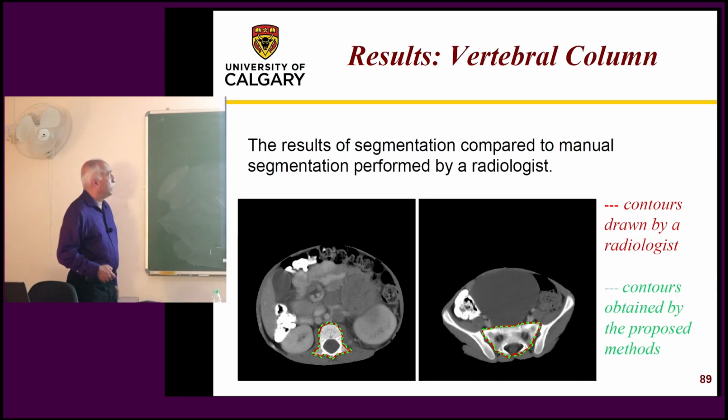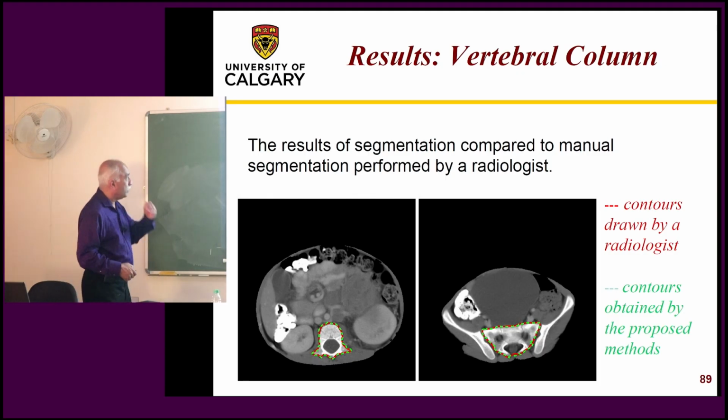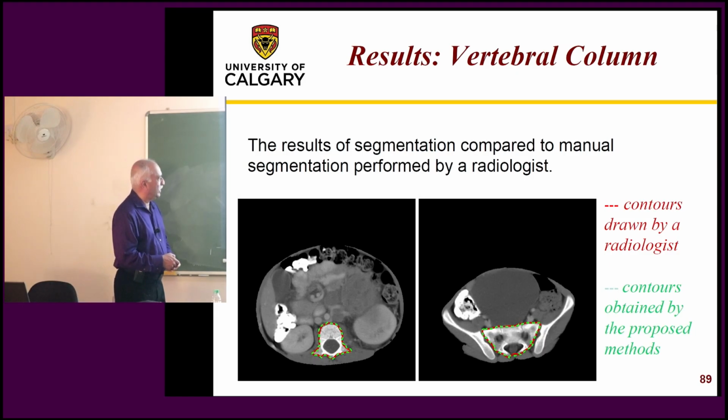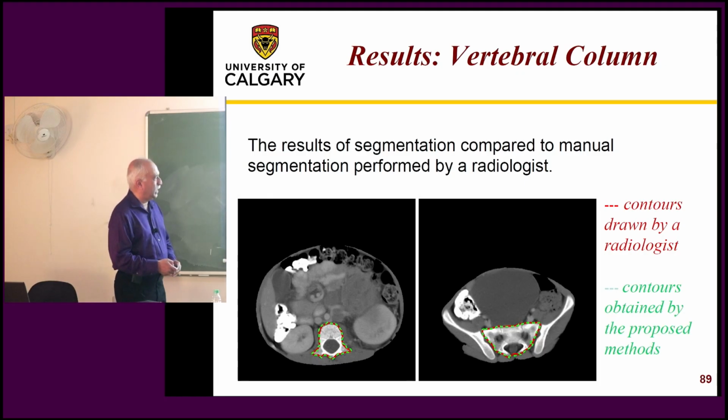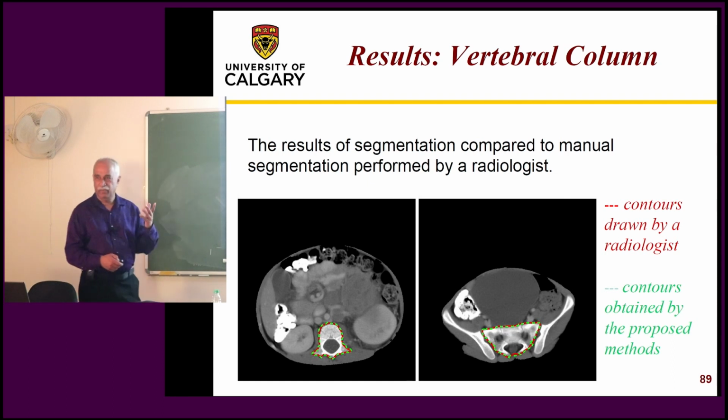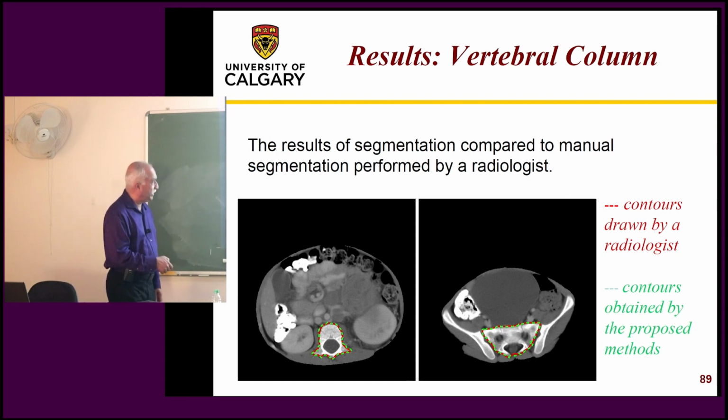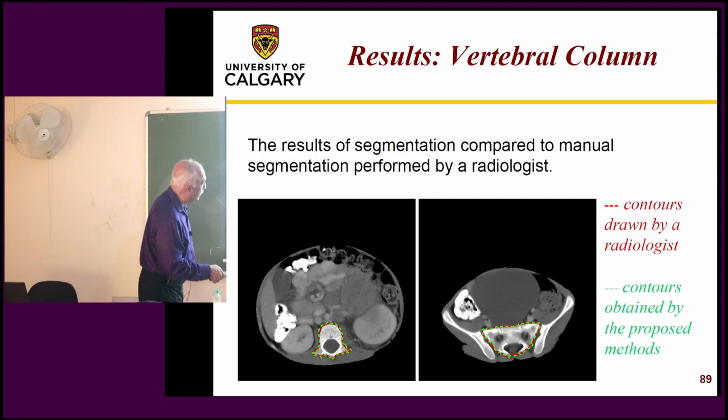So, detection of the vertebral column. A few results comparing manual segmentation performed by the radiologist to the result obtained by our method. The green line is the contour obtained by our method, and red is drawn by the radiologist independently. So there is a good match here, not bad there.